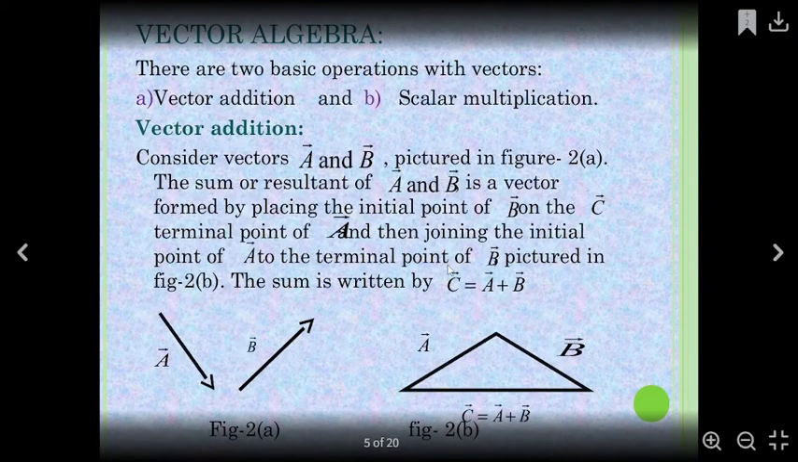Vector algebra. There are two basic operations with vectors: vector addition and scalar multiplication. First is vector addition. Consider vector A and vector B. As pictured in the figure, the sum or resultant of A and B is a vector formed by placing the initial point of B on the terminal point of A and then joining the initial point of A to the terminal point of B. The sum is written as C is equal to A plus B. This is the addition of vectors. We always add the head of one vector to the tail of the second vector.